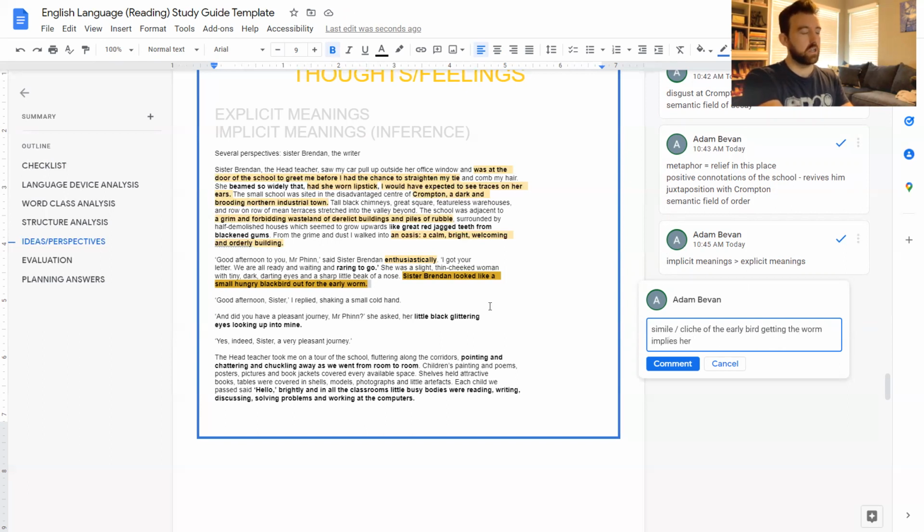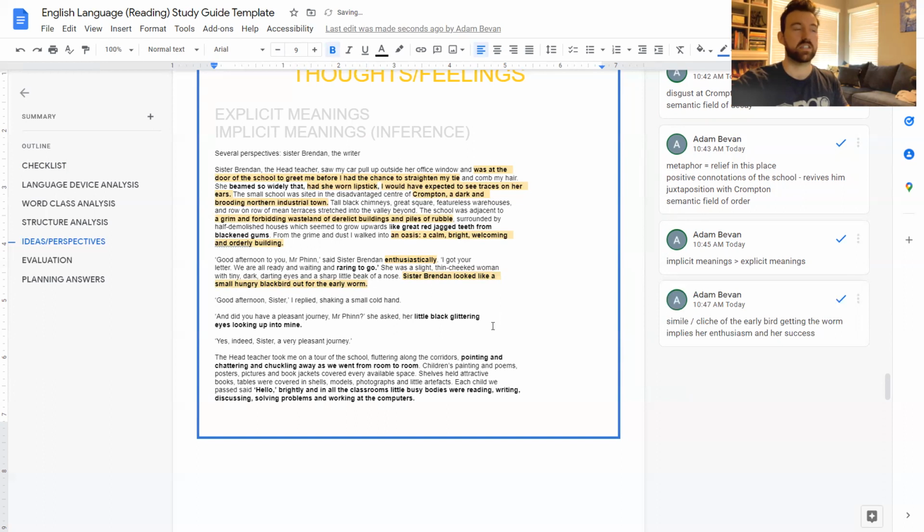implies her enthusiasm. But the other thing I think that you could say with this one, since it is, you know, the early bird catches the worm, is also a cliche of success. If you wake up early, if you get to work earlier than other people, you'll be more successful than them. It implies her enthusiasm and her success. The idea that this school is her having caught the early worm, her actually having created an oasis, a school that is far better than everything else around in Crompton.